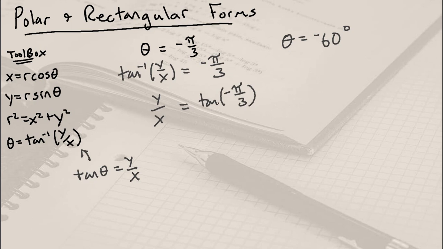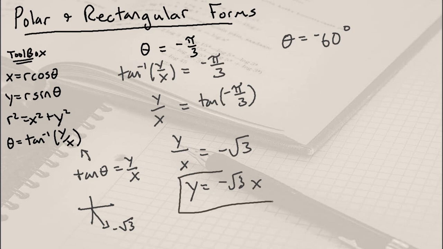Now, the tangent of negative pi over 3, that would be quadrant number 4, so we're down here. And I believe our tangent is going to be root 3. So, we have y, but it'll be negative, over x equals negative root 3. Multiply both sides by x because we're going to solve for y. And we get negative root 3 x. Not too bad. So sometimes you do have to use this one right here.